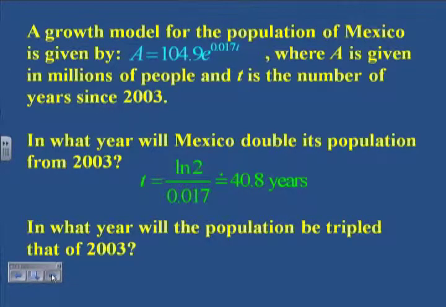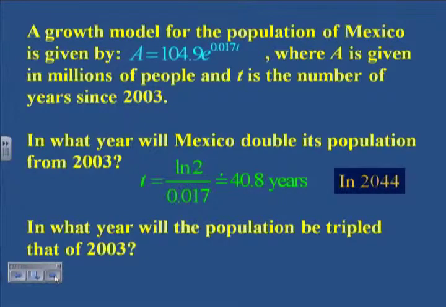Well, that might seem reasonable to you. Technically, the question said in what year. I decided that 40 years wasn't enough to double it, so I added 41 onto the 2003, and I decided to answer it as 2044. Now, I've had some students that prefer to say 2043 on that, but I'm not going to split the hairs. I think you have to go into that next year.